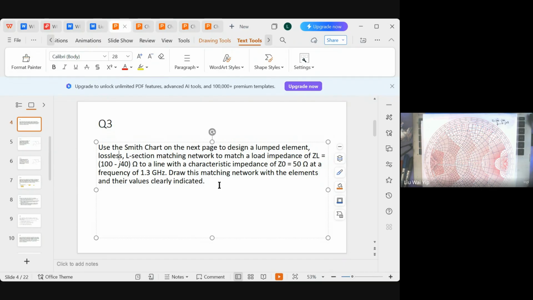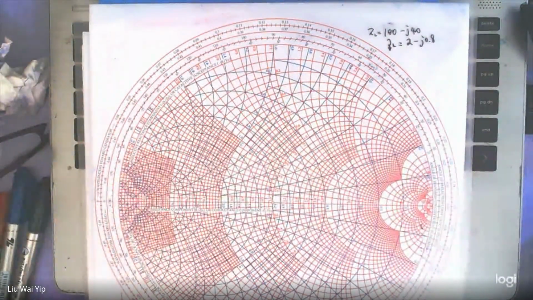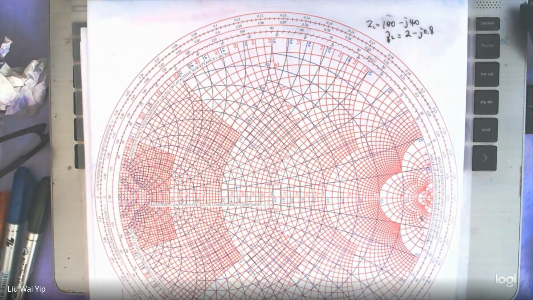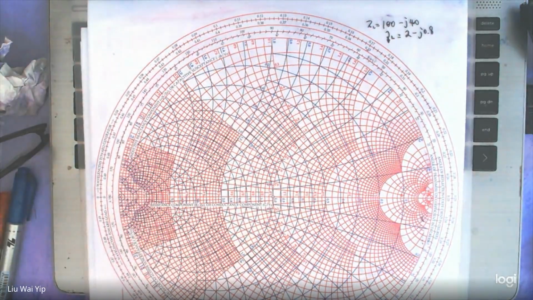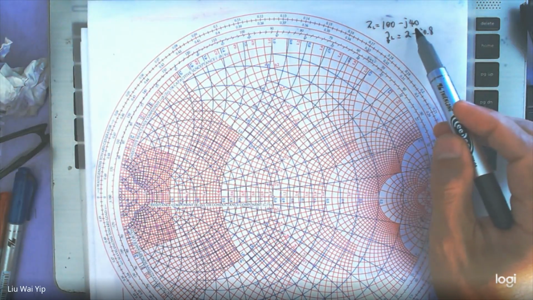Okay, so you are going to draw the network. As I pointed out in other videos, you might end up with more than one answer. Okay, so now I'm going to start. I will switch you back to the Smith chart. First of all, you start with the load impedance, 100 minus j40.